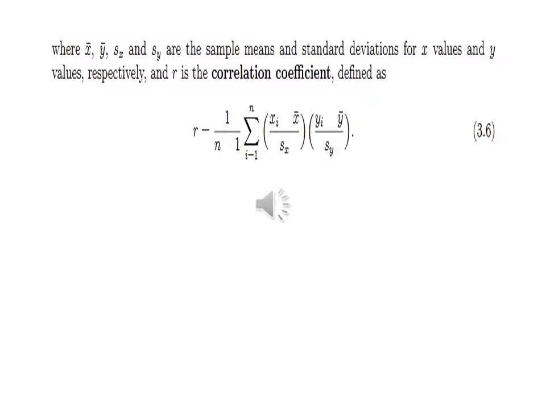r equals 1 over n minus 1 times the summation from i equals 1 to n of (xi minus x bar) over sx times (yi minus y bar) over sy. This is equation number 6 in our lecture, and the last equation in this lecture. In the next section, we will continue speaking about the linear regression model, and about beta 0 and beta 1 and the correlation coefficient r.